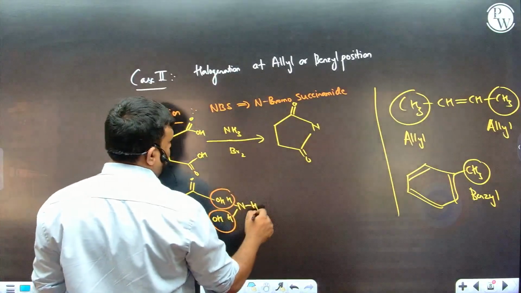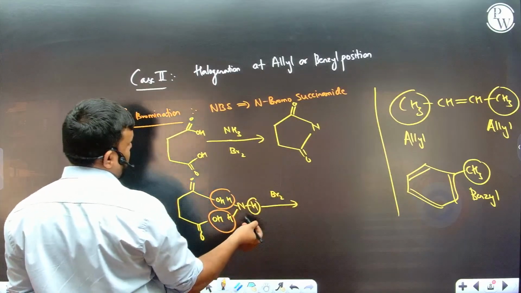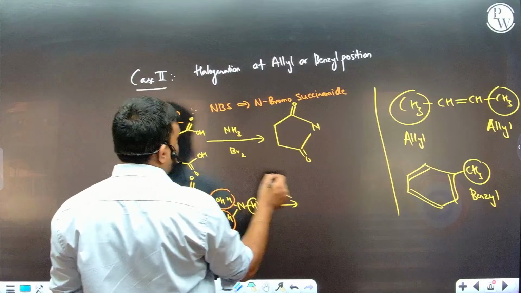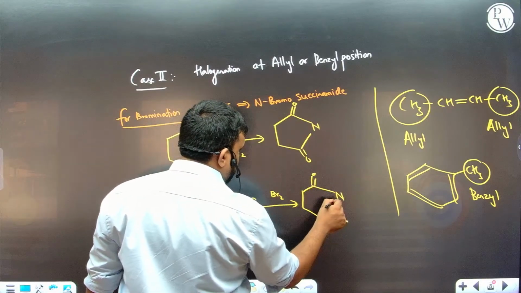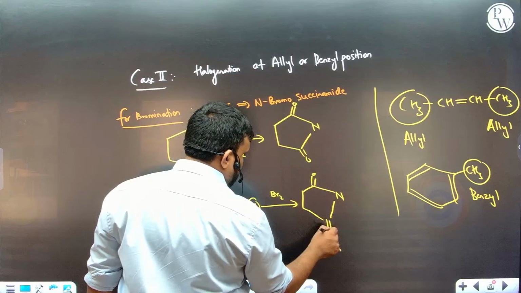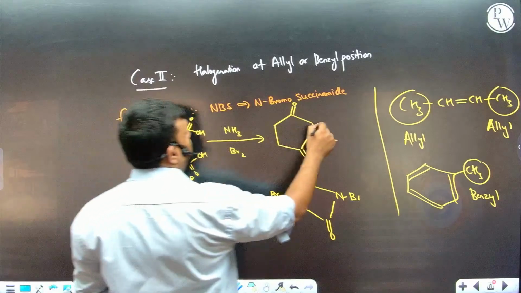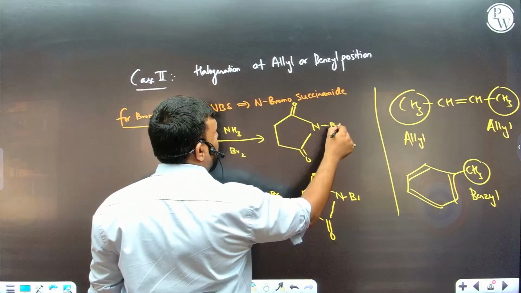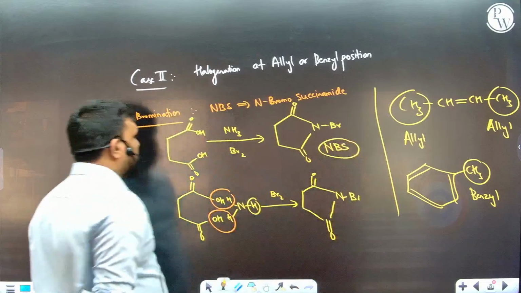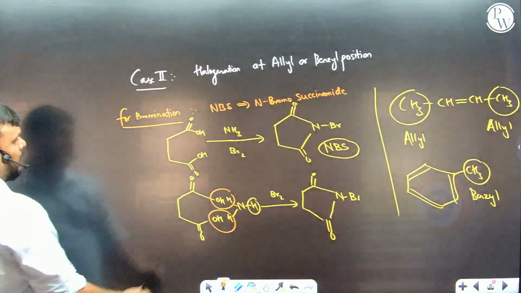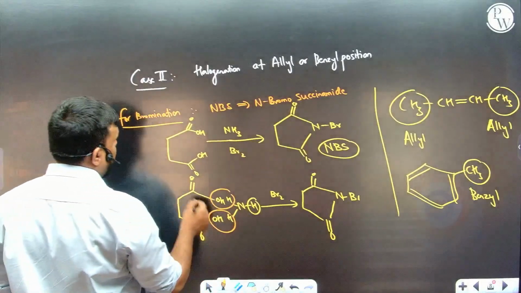reaction with bromine, and this is nothing but alpha hydrogen. So this alpha hydrogen will be substituted and you will get this one as the product, and this is nothing but NBS, N-bromosuccinamide, NBS. Okay, this is nothing but NBS, N-bromosuccinamide.